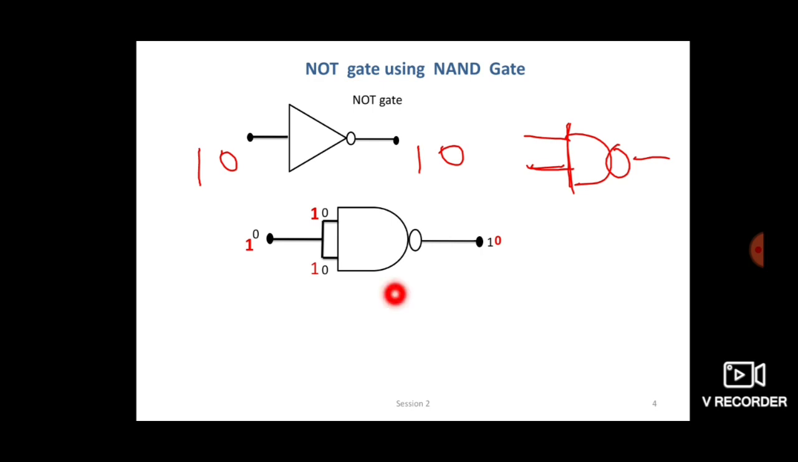See here, in NOT gate 0 is passed, 1 is output. Here 0 is passed, 1 is output. 1 is passed, 0 is output. Here also 1 is passed, 0 is output. It is equivalent to NOT gate. Understood, students? How to construct NOT gate using NAND gate: both inputs A and B are shorted to make one input, and it acts like a NOT gate.